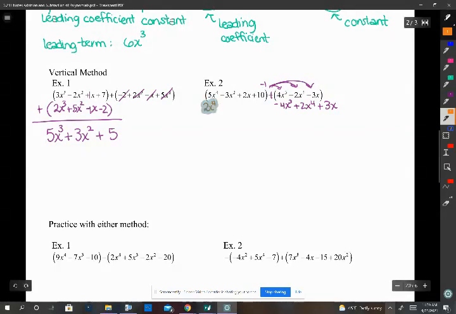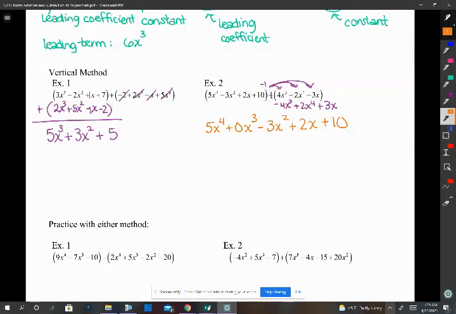When that happens, sometimes you want to rewrite it. You have 5x to the fourth, and kind of a 0x to the third, minus 3x to the second plus 2x plus your constant. That's your first one expanded out so that you have each position: 4, 3, 2, 1, constant. When I take the second value and put it underneath, I have an x to the fourth, which goes here. I don't have an x to the third term in my first polynomial, but I do in my second. So if I'm doing it vertically, I need to hold that place.